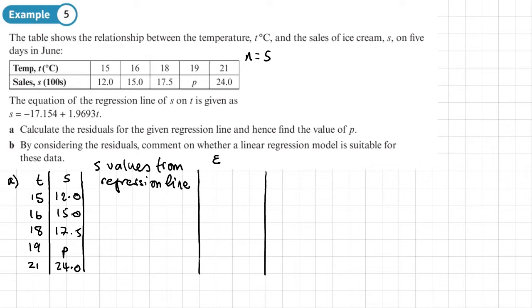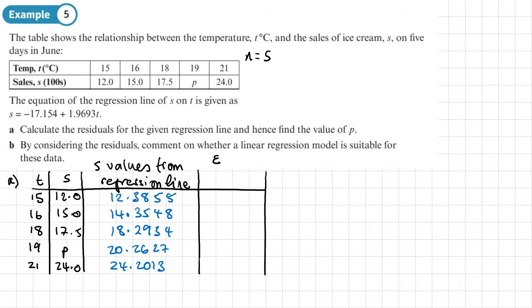So first thing I'm going to do is to work out all of the S values from my regression line. These are the values of S from the regression line, and all I did to work out those was to substitute each value of T into the regression line here and work out S. So for this value of 12.3855, just replace T with 15. When I replace T with 16, I get 14.3548, and so on.